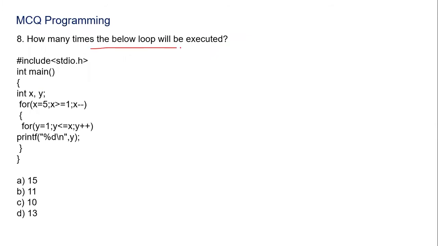Next one. How many times will the loop be executed? We are starting with 5 and decrementing from 5 to 1, and y is incrementing from 1 while y is less than or equal to x. Let's dry run it with x and y. When the value of x is equal to 5, how many times will the loop run? It will start with 1, then 2, then 3, then 4, then 5. So basically it is running 5 times.